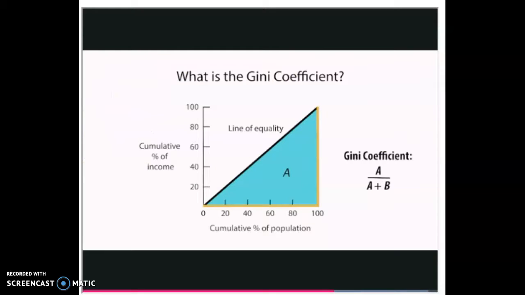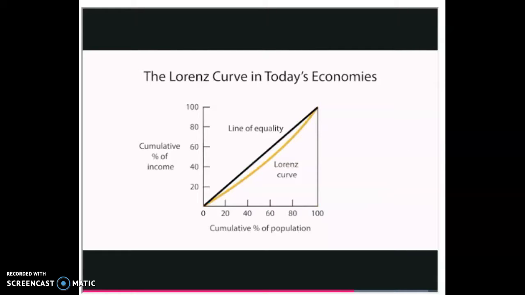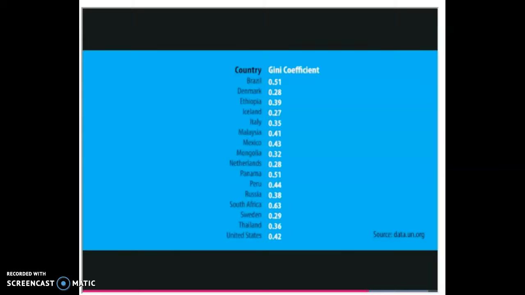In that case, the area between the Lorenz curve and the horizontal axis that we called B would be 0, so the Gini coefficient, A over A plus B, would be equivalent to A over A, which is 1. For actual economies, the Lorenz curve lies somewhere in between the line of equality and the axes, which gives the Gini coefficient a value between 0 and 1. Here are some real-world examples of Gini coefficients.